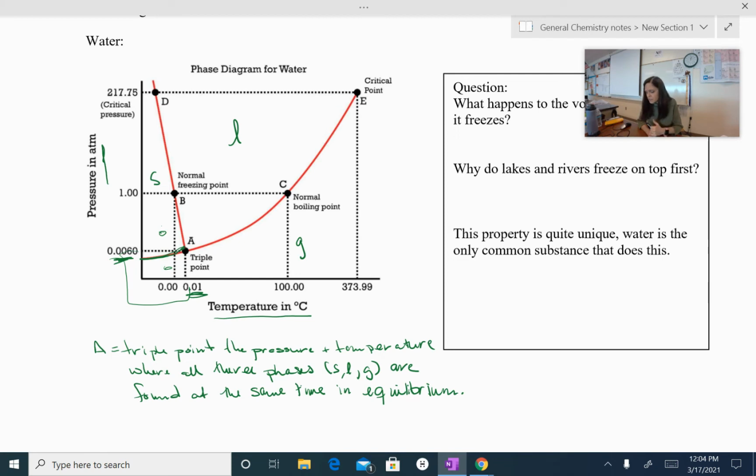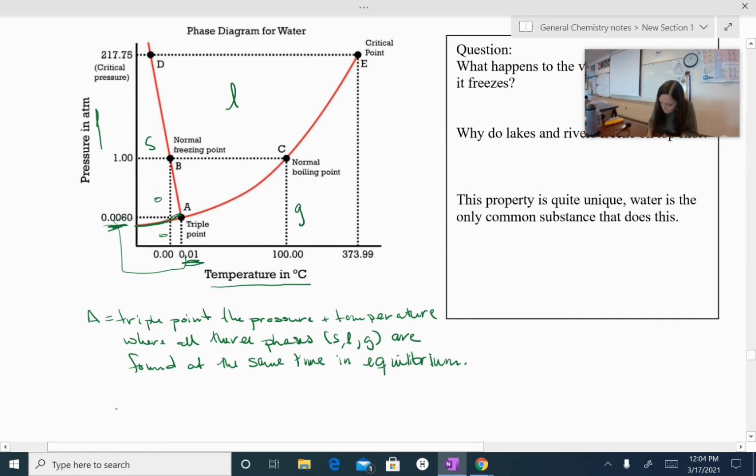I've uploaded a video on this module for you so that you can see that. It's a really cool thing to see. Okay, let's look at B. B is what we call our normal freezing point.